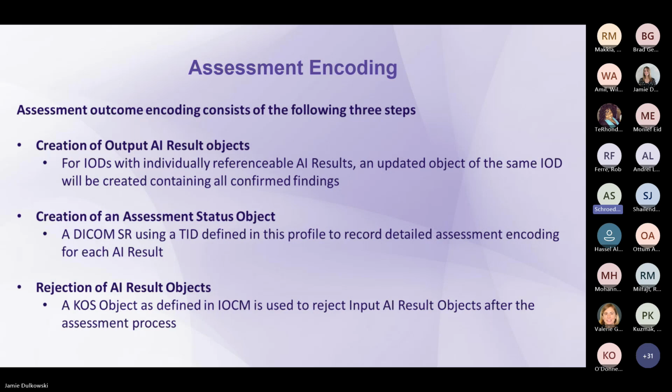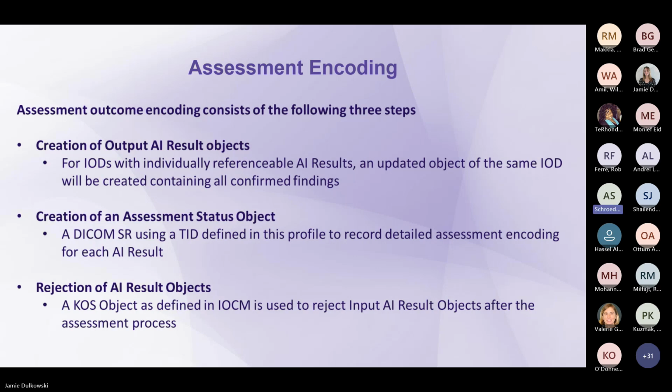And then, as I had stated, we want to make sure that invalid information cannot get into circulation when a referring physician or another radiologist looks at it. So we create a COS object to reject all the original AI or the input AI result objects, so that then there need to be special care mechanisms to access them. So profile-wise, this was the main piece of work.